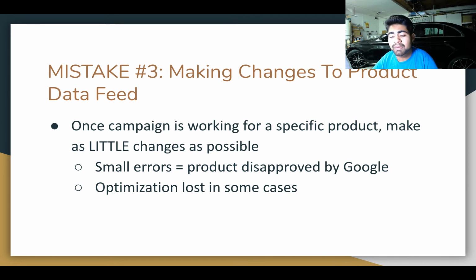So what I personally recommend is that once a campaign is working for a specific product and you're starting to scale that product, make as little changes as you can inside the Google Shopping Feed app. Because what I've noticed is that even the smallest errors and the smallest words added to your description or the image changes can trigger an issue in the back end and make your products get disapproved by Google. This happened to me personally.